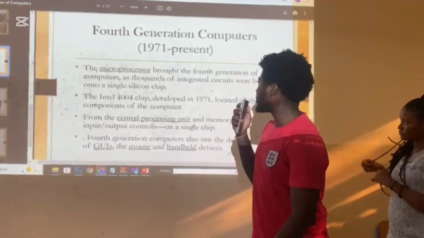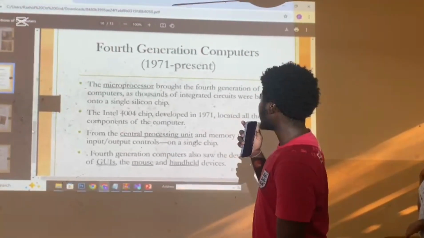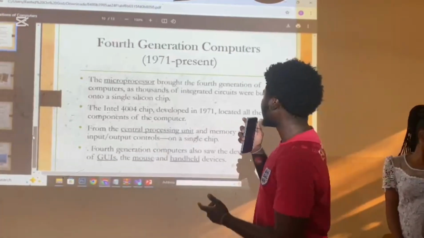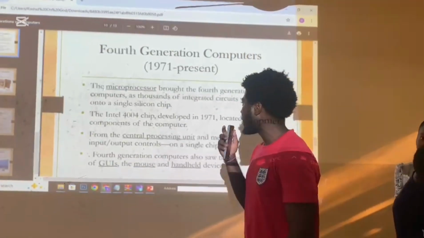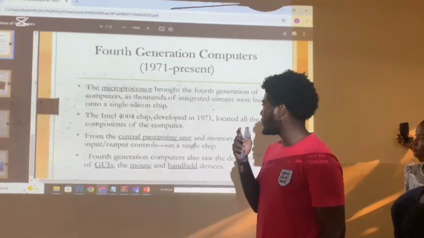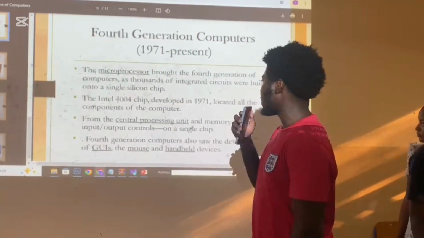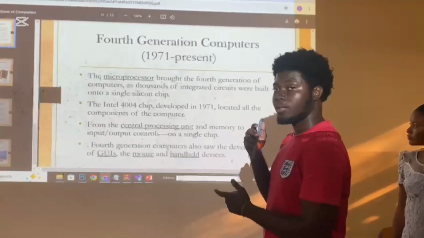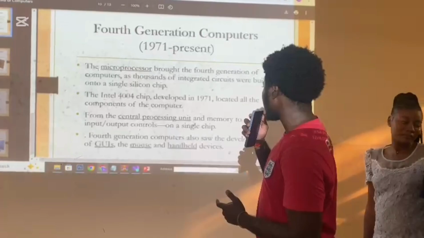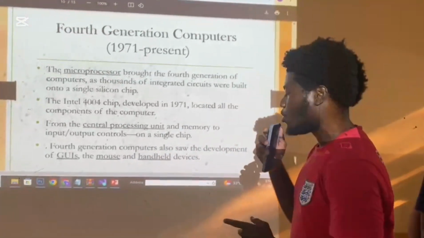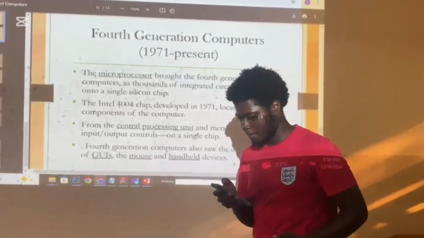Now the fourth generation of computers, which were introduced in 1971 and are still present. The microprocessor brought the fourth generation of computers as thousands of integrated circuits were built onto a single silicon chip. The Intel 4004 chip, developed in 1971, located all the components of the computer, from the central processing unit and memory to input and output controls, on a single chip. Fourth generation computers also saw the development of GUIs, the mouse, and handheld devices.